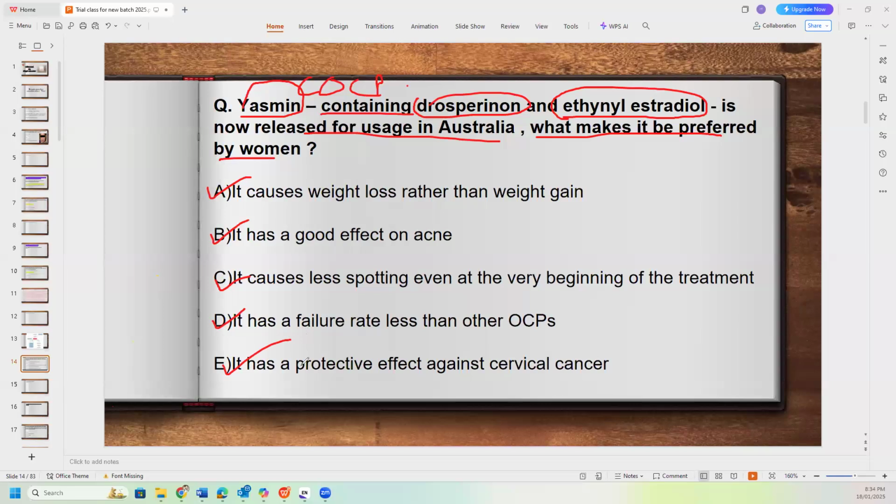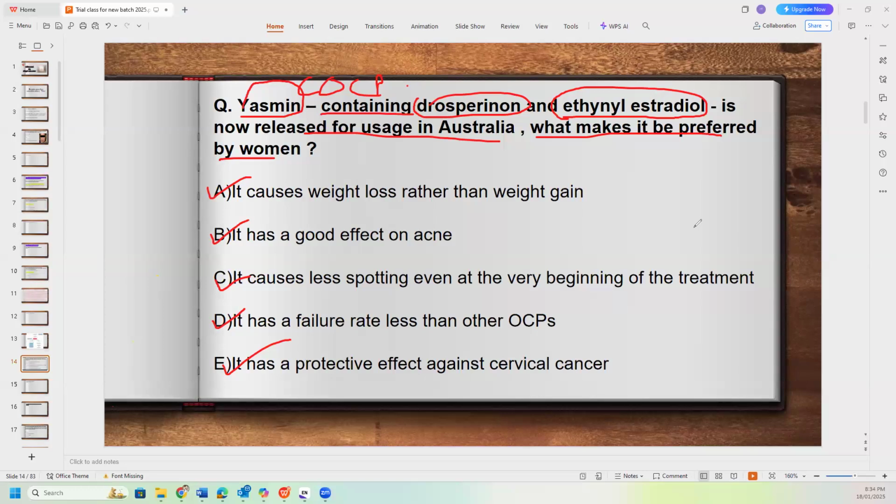Alrighty. So this is a tricky question because most of us don't work with oral contraceptives very often. There is a way of trying to go towards the right answer. So look at the formulation first. It has drospirenone and ethinyl estradiol.